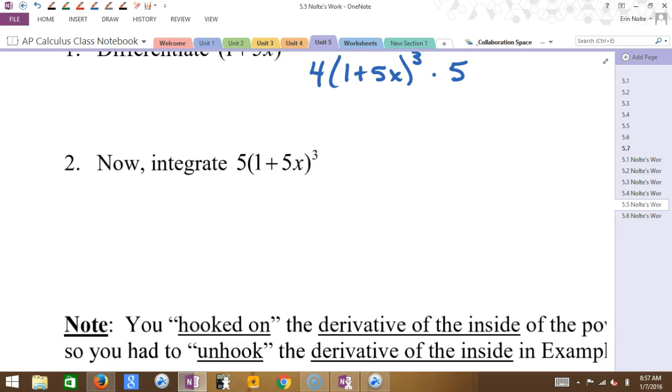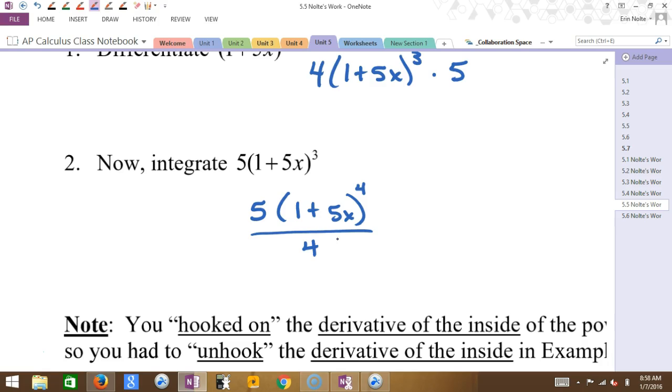Okay, so we would integrate the outside. So we got this 5, and then we're going to integrate it, so we'd have 1 plus 5x to the 4th over 4. The whole thing. I mean, you can put it over just the 4. I'm just going to do the whole thing now.